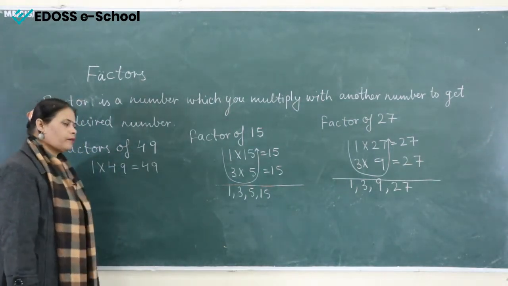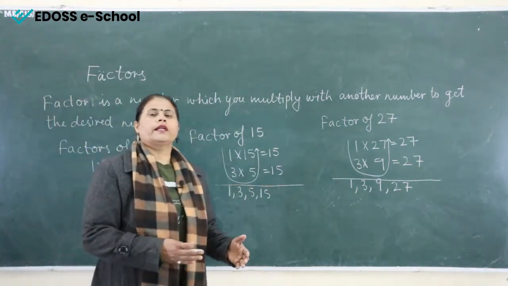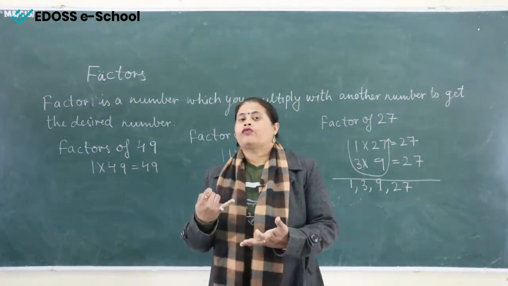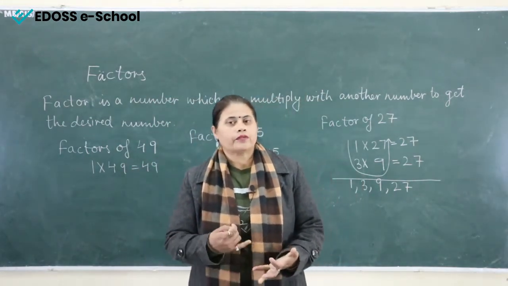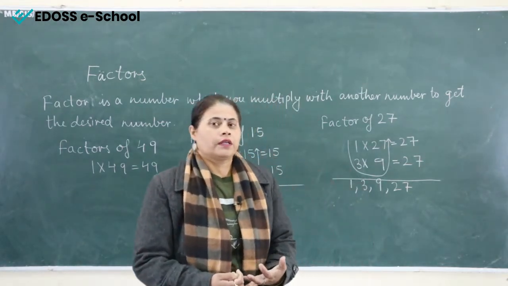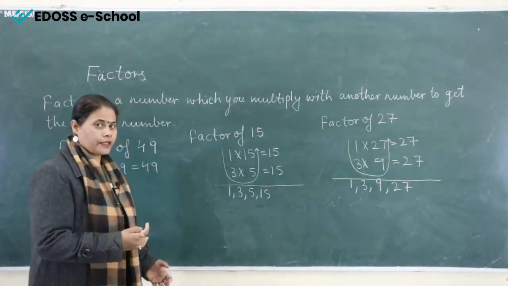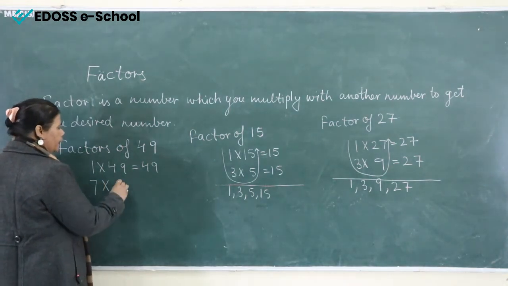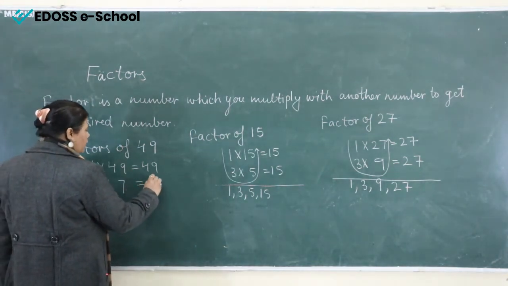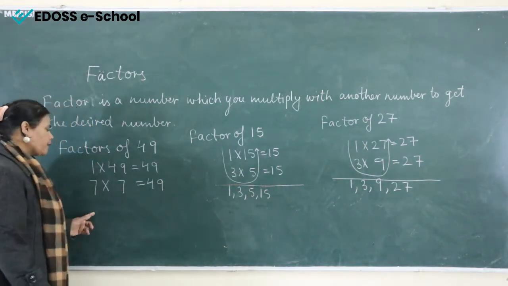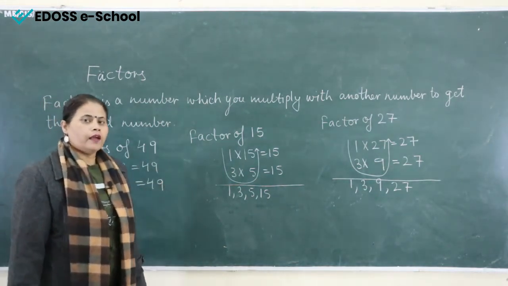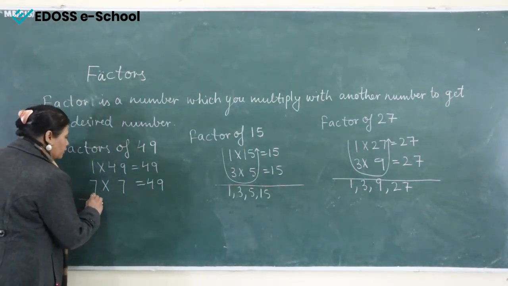So come to the next number, 2. In the table of 2, 49 will not come. In the table of 3, 49 will not come. In the table of 4, in table of 5, in table of 6, in table of 7. Yes, in the table of 7, 49 will come. At what? 7 multiplied by 7. So 7 sevens are 49. After the 7, again 7 will come, and 7 is already here. So we will stop here.